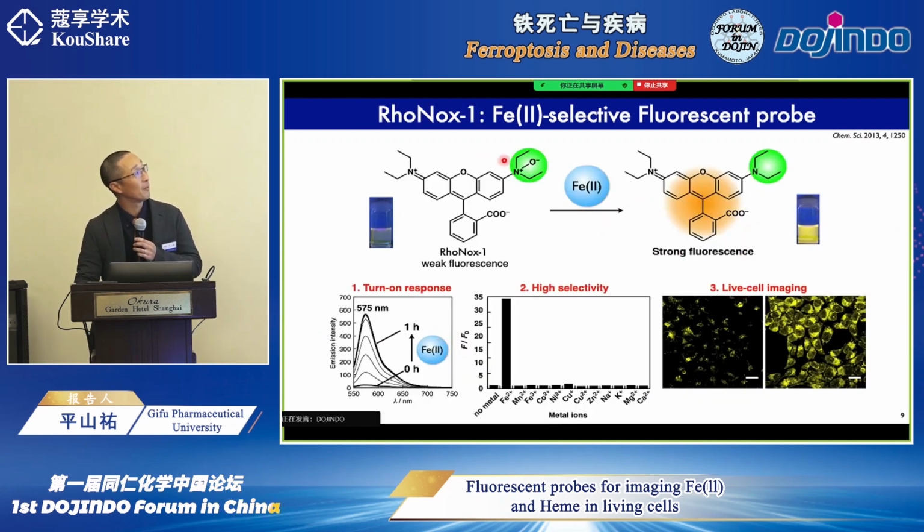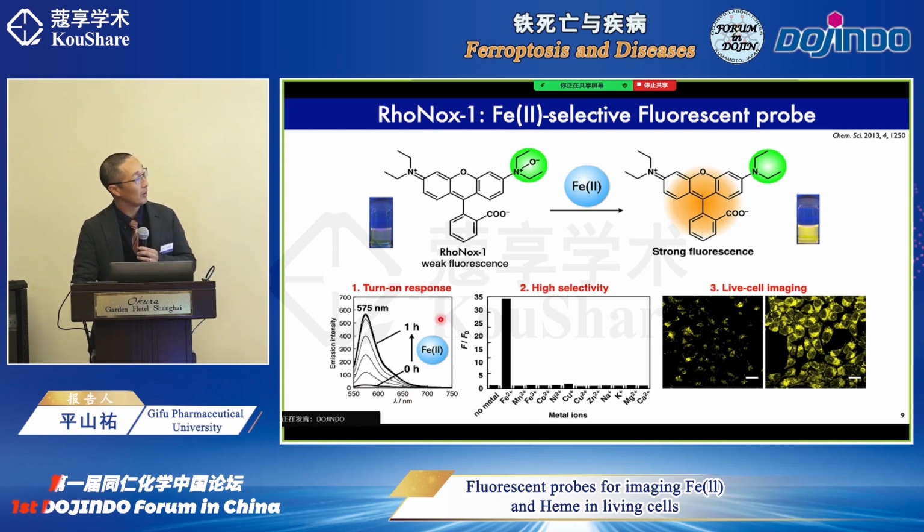This is the first example of our N-oxide-based fluorescent probe for the selective detection of Fe2+. This one is rhodamine N-oxide. That's why we call this RONOX1. This one shows only a weak fluorescence, and after the reaction with Fe2+, this one was converted to a highly fluorescent compound, and we can see a turn-on response. Here shows the fluorescence spectral change.